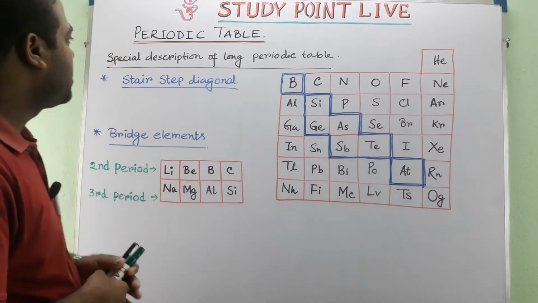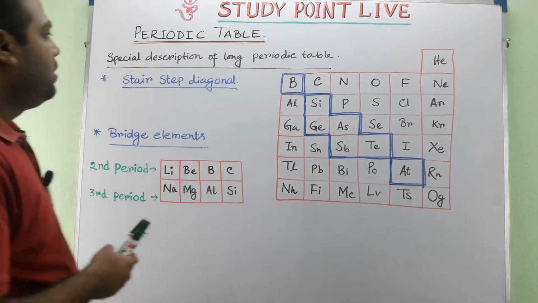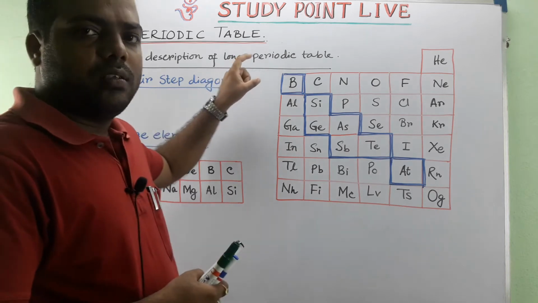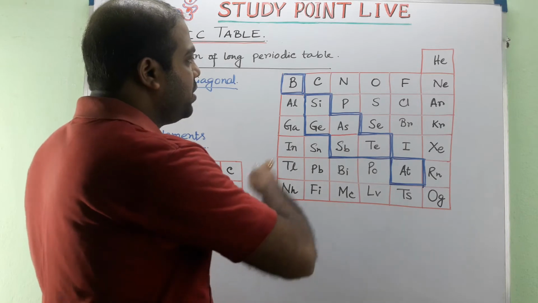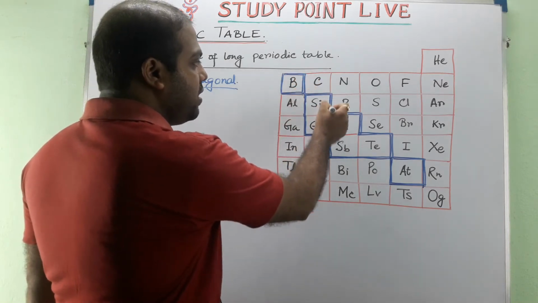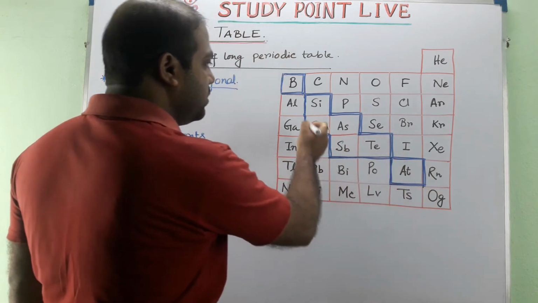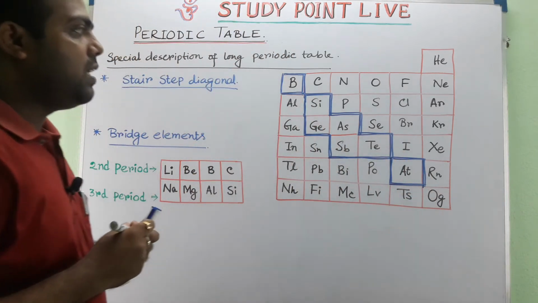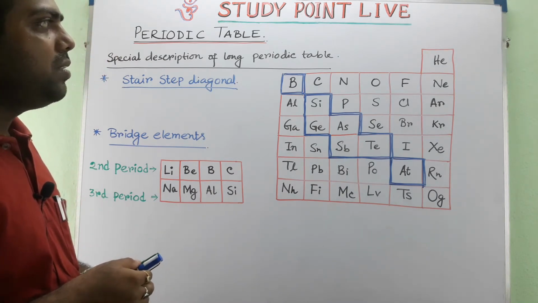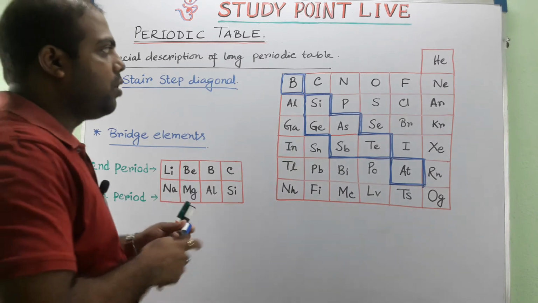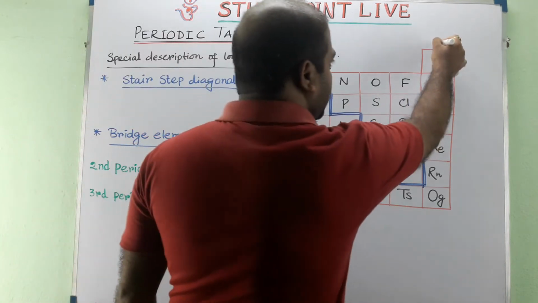Now we are going to discuss some special features of the long periodic table, where the stair-step diagonal is there in the long periodic table, where the staircase is like this. The staircase belongs to the p sub-orbit, from group 13 to group 18.